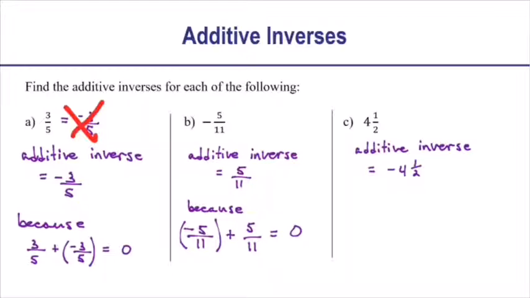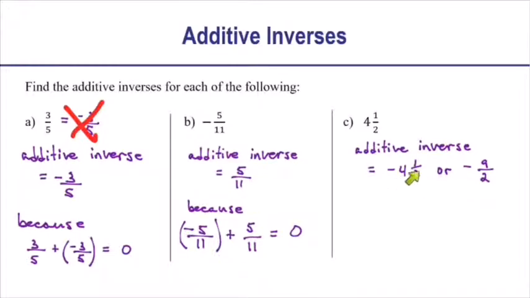Or if you wanted to convert this to an improper fraction, you could say 2 times 4 is 8, and 8 plus 1 is 9/2. So this number is equal to positive 9/2. So you could say, if you really wanted to, that the additive inverse is negative 9/2. And that would be fine, but it's just not necessary.